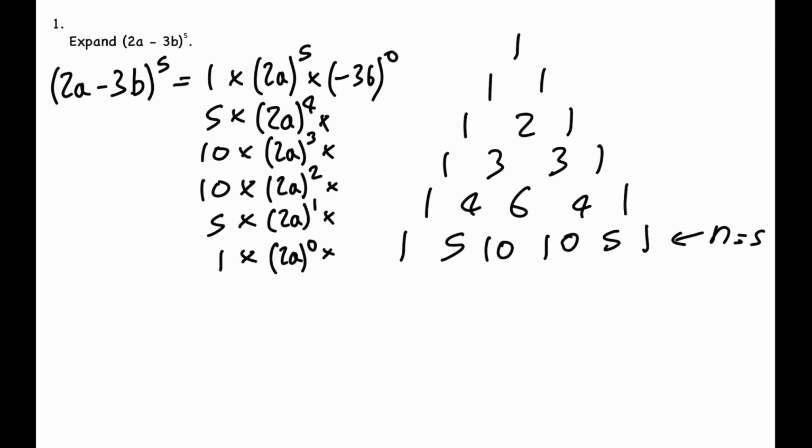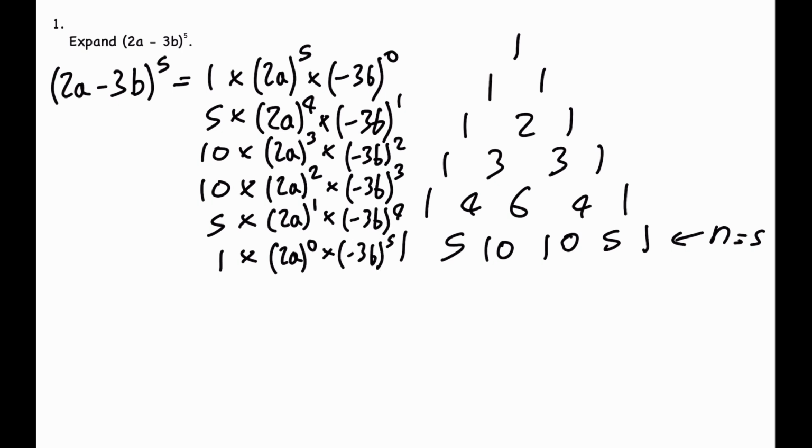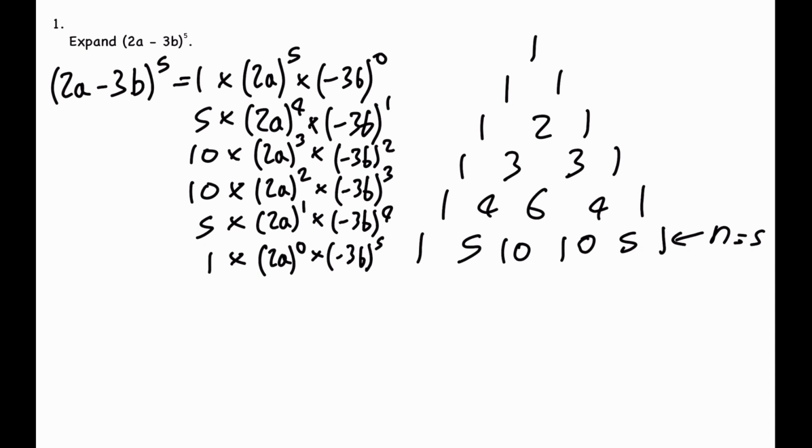the second term, we will just increase the power, so minus 3b to the power of 1, minus 3b to the power of 2, minus 3b to the power of 3, minus 3b to the power of 4, and minus 3b to the power of 5. And now we have all the terms, and all we have to do is just add them up like this.